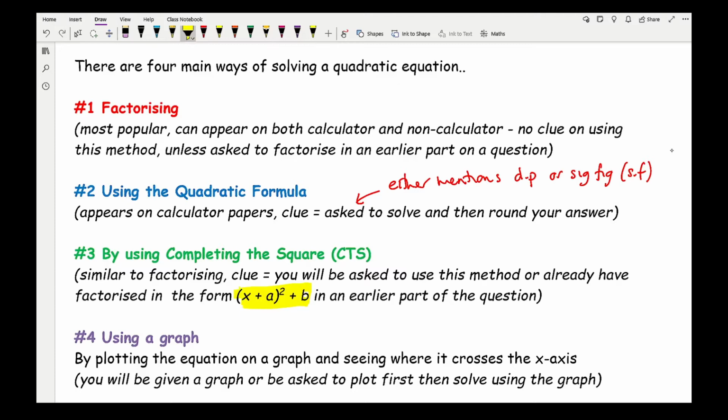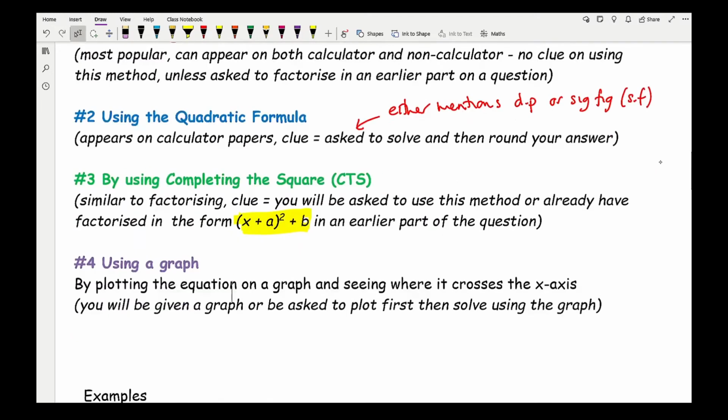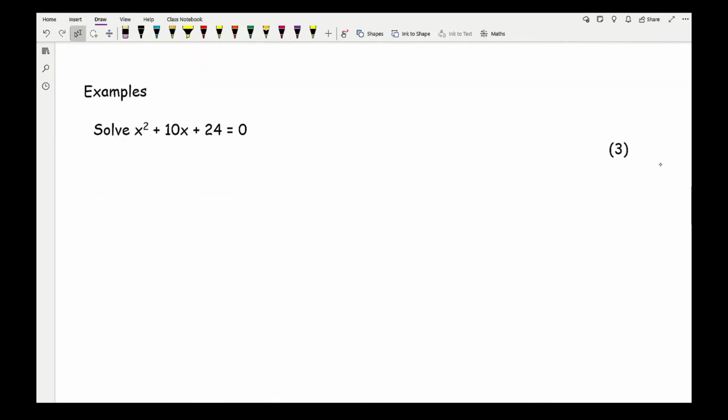Now, again, the biggest indication of using the graph will be that you will be given graph paper, or you'll be given a set of axes that you'll then need to plot, and then you can use the graph to solve the equation. So let's now have a look at some examples of what methods you would use to actually solve this.